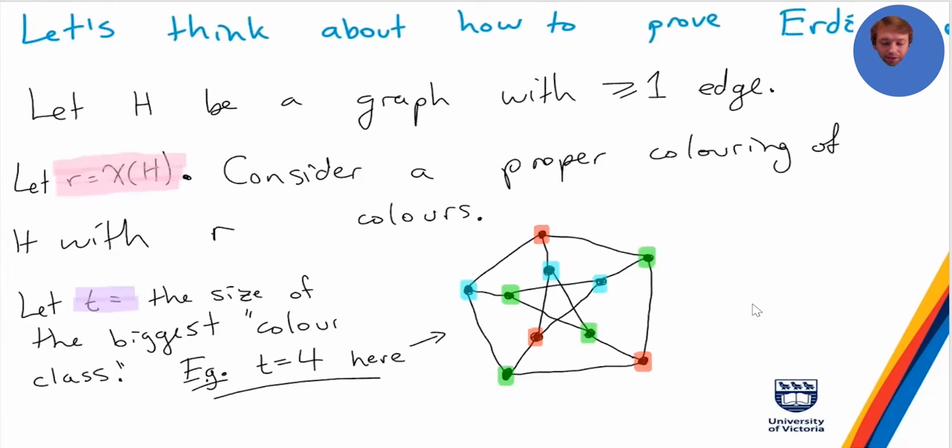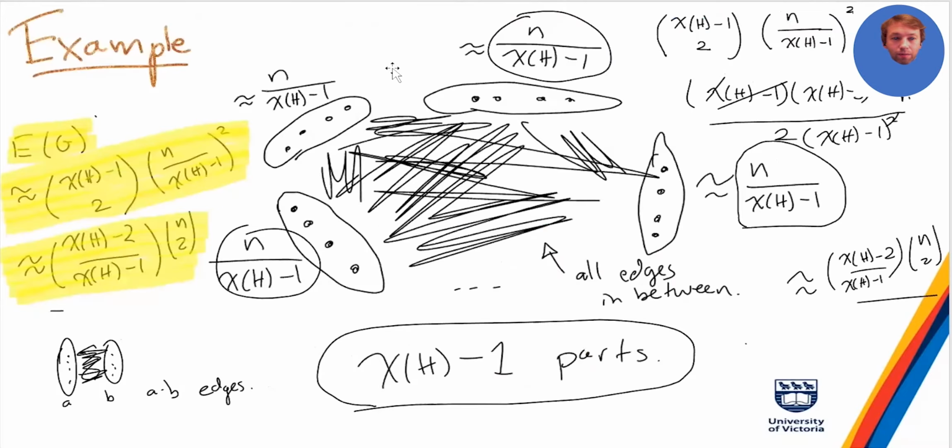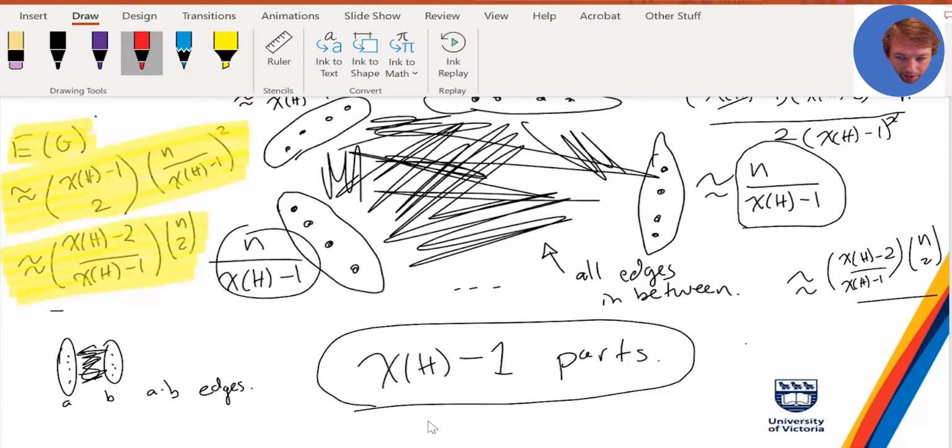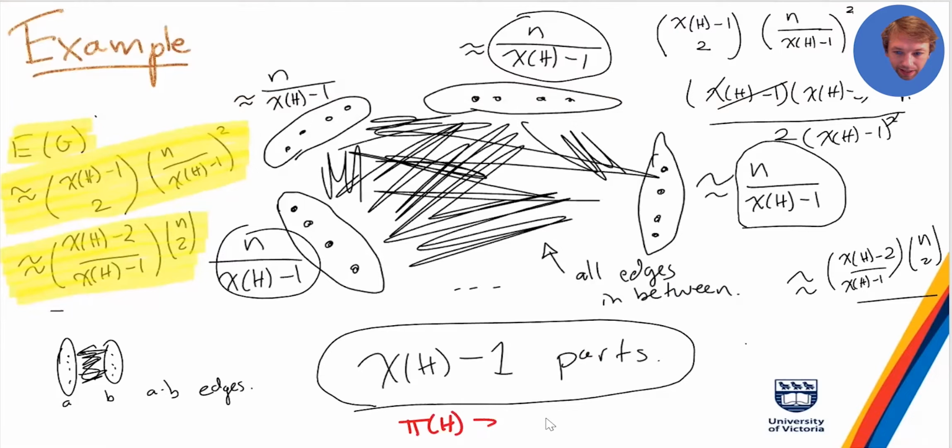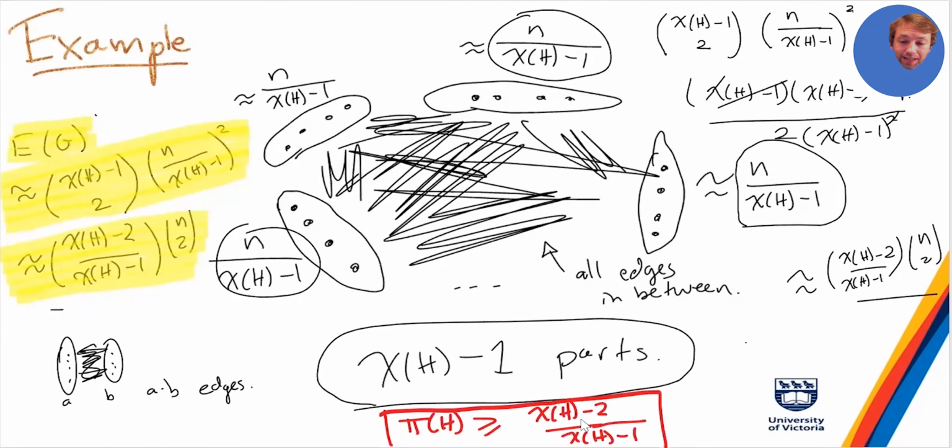What I've shown you so far is a lower bound, right? Actually, maybe I should write that. So this shows that pi of h is at least chi of h minus 2 over chi of h minus 1 because of this example, right? And we want to show that it's equal to this thing.